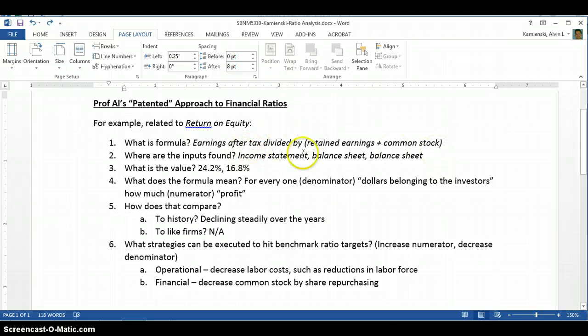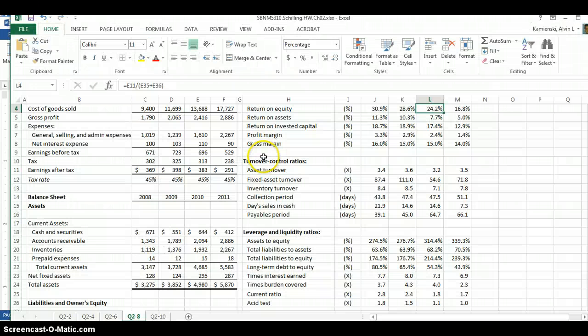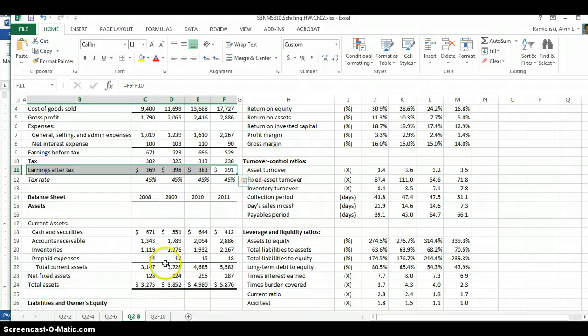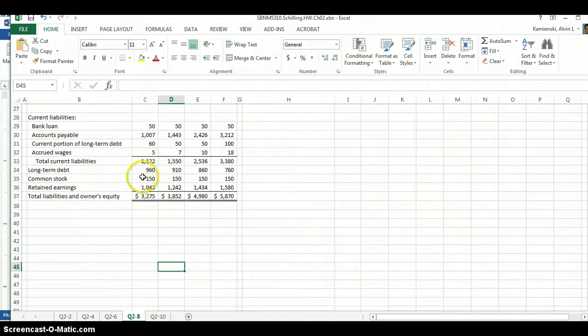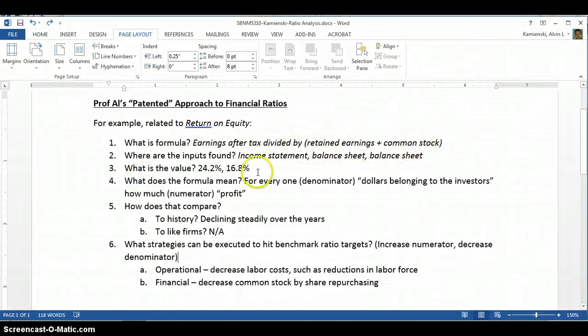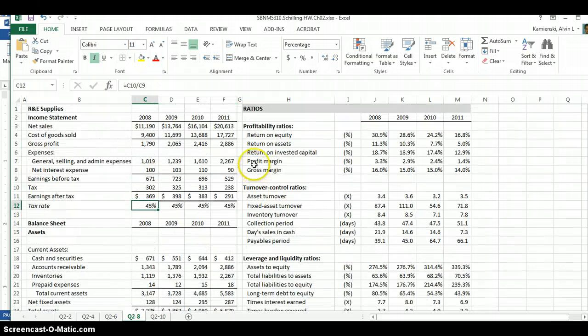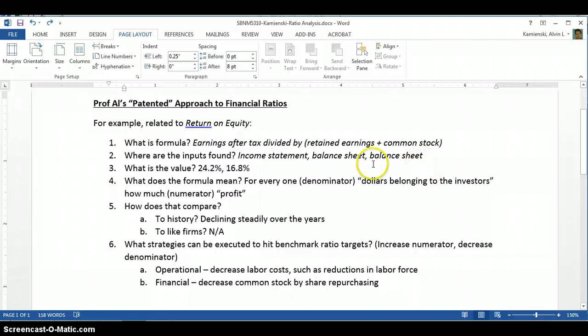The next thing you say is, well, where do I get those inputs? Well, as we look back over here, earnings after tax is actually an income statement item, whereas the equity items are both found on the balance sheet. So you need access to two different sheets to make that happen. So now, what are the values? For example, if we look at our calculations, we see that they've been 30.9, 28.6, and then just look at the last 2 years, 24-ish and 17-ish%.